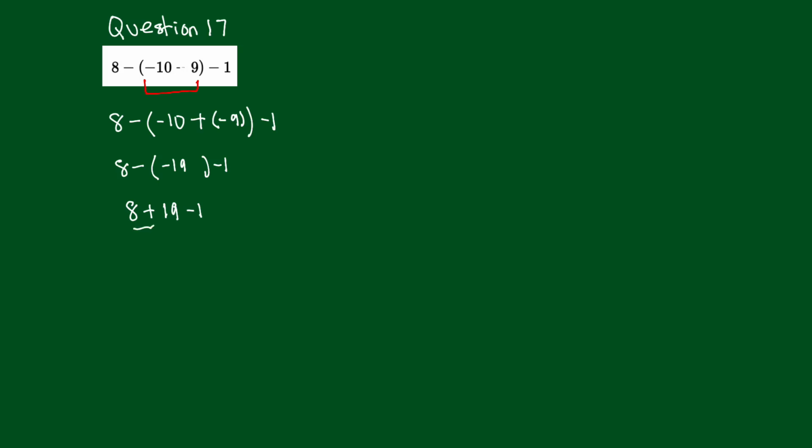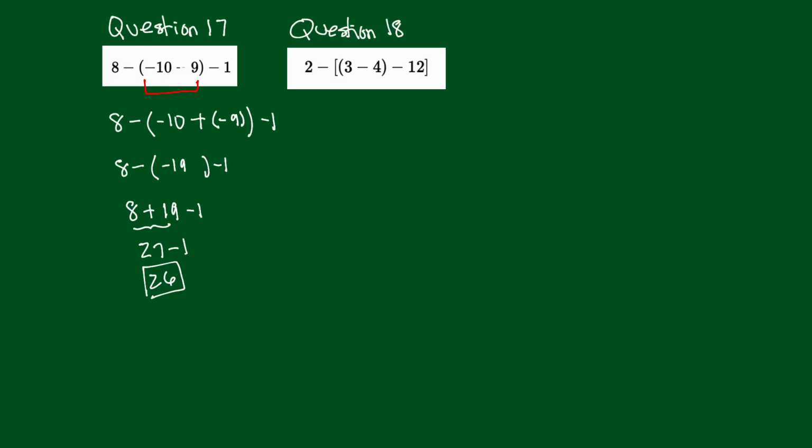Now, two at a time. 8 plus 19 is 27, minus 1, which is 26. Question 18. Looks like we have two sets of grouping symbols here. I've got this innermost set, and then I've got that outer set. Let's work with the inner set first. So what I've got here is 3 minus 4.